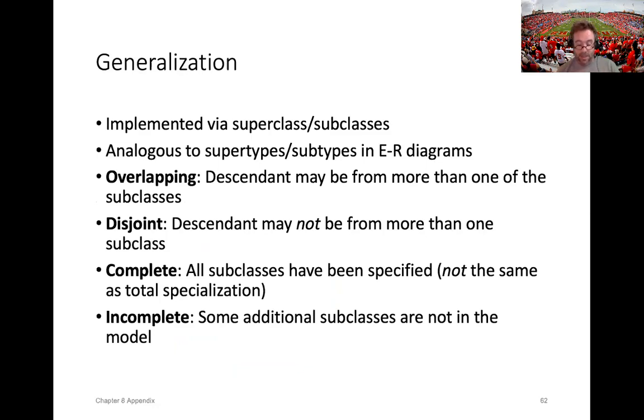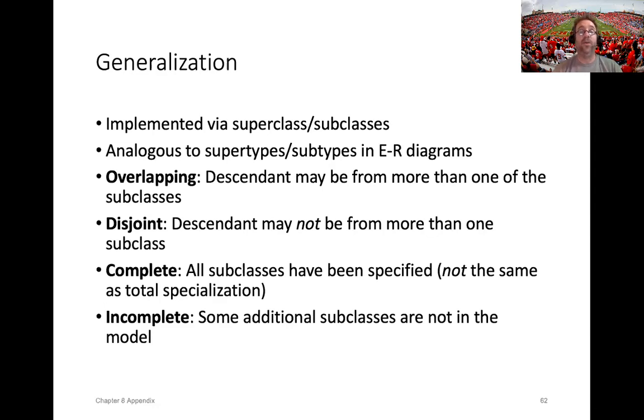Now then, let's look here. We have a generalization implemented via superclass and subclasses. Look at your notes, which is analogous to supertypes and subtypes in ER diagrams. We can have overlapping, disjoint, complete, or incomplete. Overlapping: a descendant may be from more than one of the subclasses. Disjoint: a descendant may not be from more than one subclass. Complete: all subclasses have been specified. Or incomplete: there are some additional subclasses that are not being shown in the model. If you go back to the slides in the class, we have some examples and diagrams there where we explain it.